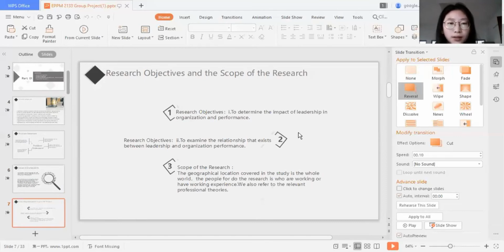The third one is the scope of the research. The geographical location covered in the study is the world. The people for the research are those who are working or have working experience. We also refer to the related professional series.